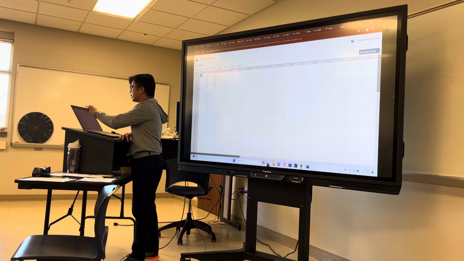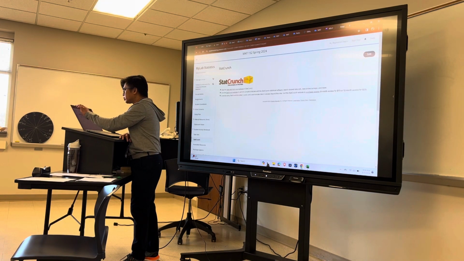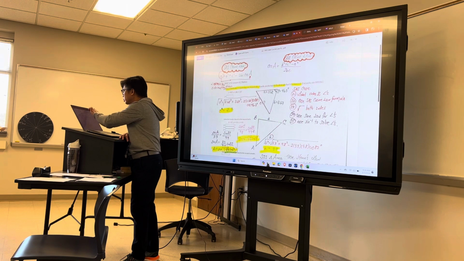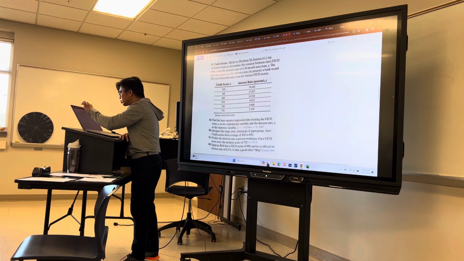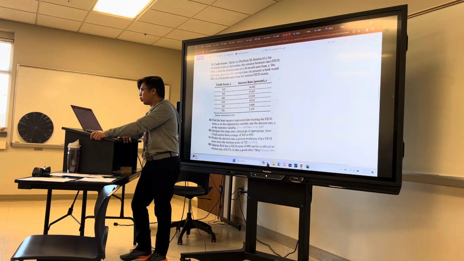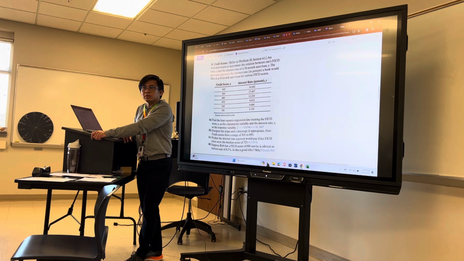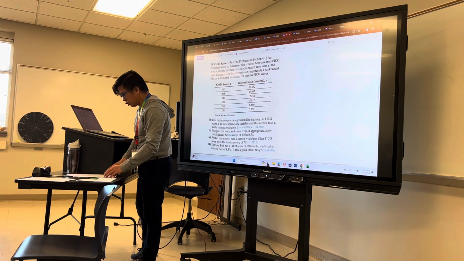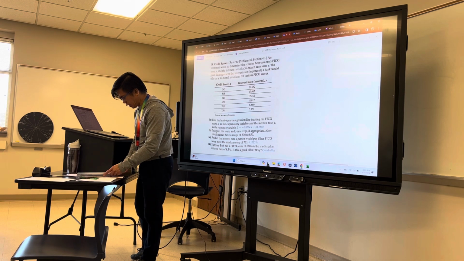Okay, so what do we do with this? Well, it says in here first, okay, here we go: find the least squares regression line, treating the FICO score, x, as the explanatory variable, and the interest rate, y, as the response variable, right? Able to see that one in there, guys? So what do we do? Let's use our StatCrunch first on how to do this one.